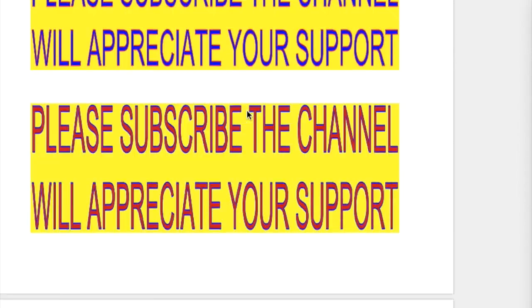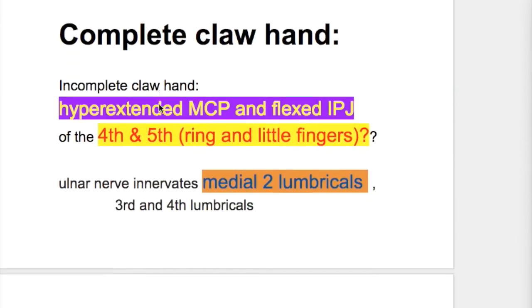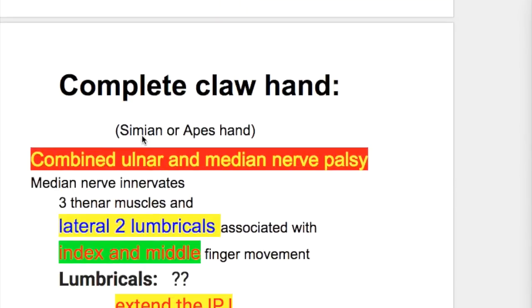In this video, we'll discuss complete claw hand. We have already discussed incomplete claw hand, which is due to ulnar palsy, which supplies the fourth and fifth, ring and little fingers, by third and fourth lumbrical. So what happens in complete claw hand? Complete claw hand, or simian or ape's hand. There is a combined ulnar and median nerve palsy.